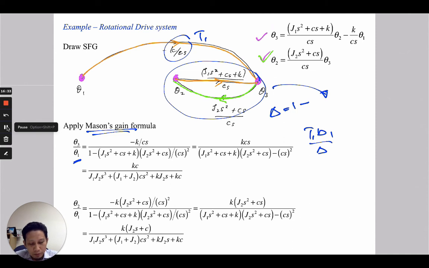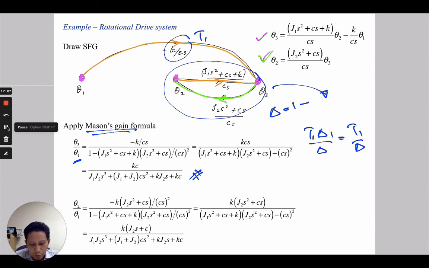So we can put into this Mason gain formula here, where we have T1 delta 1, where delta 1 is actually 1, so we have T1 over delta. So this is actually the simplified fraction that we found using the Mason gain formula.